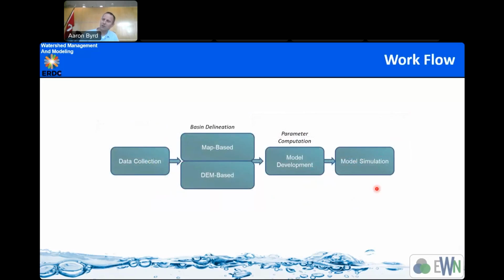And the workflow, so we're going to look at this diagram throughout the course. The way you would normally create a model is first you collect your data, then you delineate your watershed, and the main way that we're going to be delineating watersheds is using the DEM-based method. And then we compute our hydrologic parameters that we need to compute. So get our land use and soil information, whatever else we need to compute, we're going to do that using this model development step. And then we run our model. It's the model simulation step. And we can look at the results.